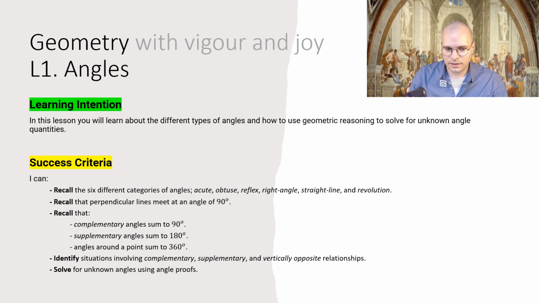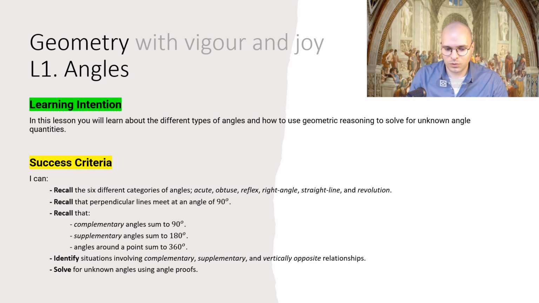In summary, in this lesson we set out to learn about the different types of angles and how to use geometric reasoning to solve for unknown angle quantities. By now, you should be able to recall the 6 different categories for angles. You should be able to recall that perpendicular lines meet at a 90-degree angle. You should be able to recall that complementary angles sum to 90 degrees. You should be able to recall supplementary angles sum to 180 degrees. And you should be able to recall that angles around a point sum to 360.